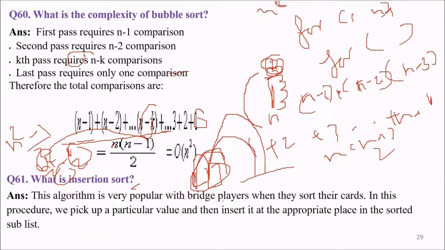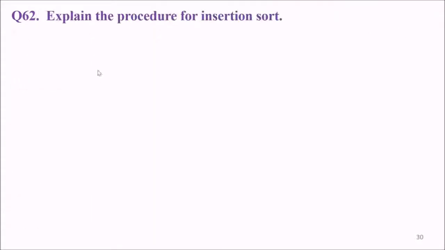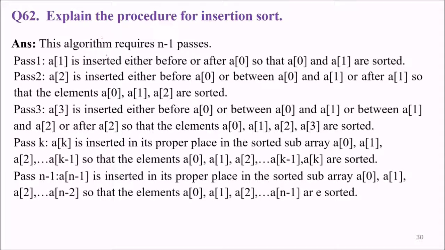This is very popular with bridge players when they sort their cards, and the insertion sort has come from that only. In this procedure, we pick a particular value and then insert it in the appropriate place in the sorted sublist. So the procedure for insertion sort: we require n minus 1 passes. First of all, A1 is inserted either before or after A0, so that A0 and A1 are sorted.